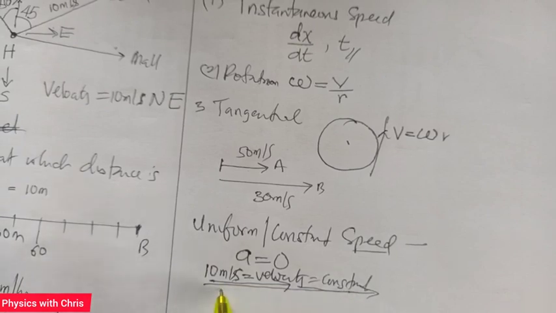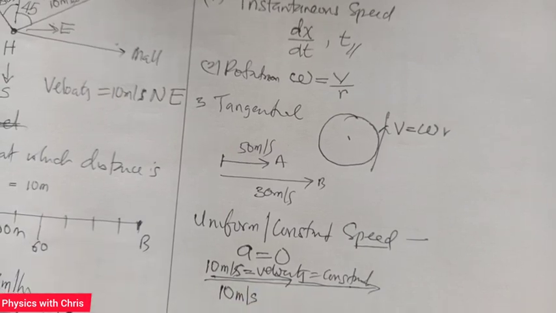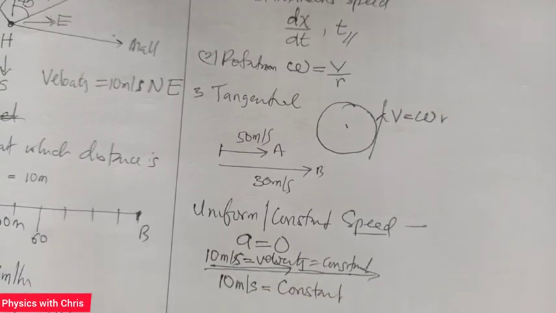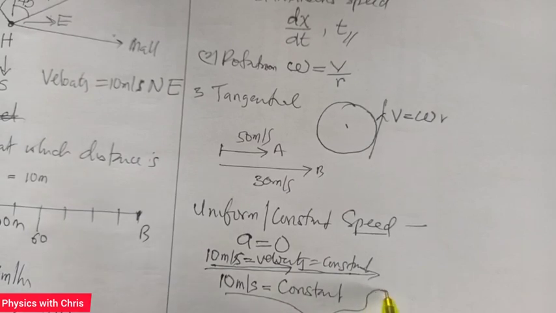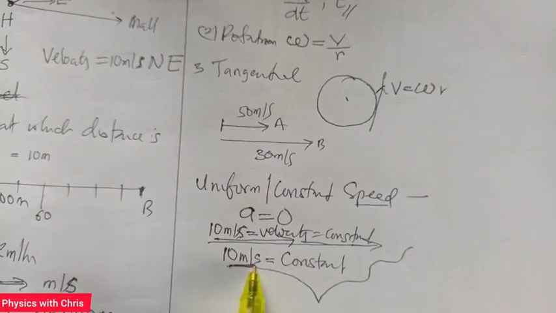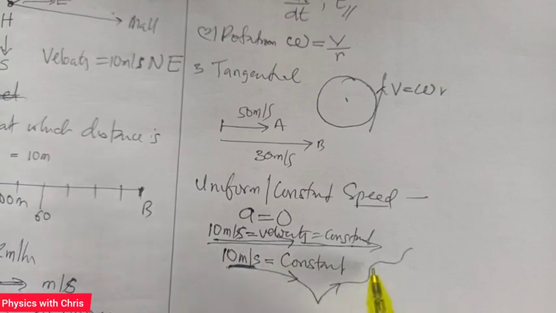But if this body moves at a speed of 10 meters per second, in terms of magnitude, this is constant, but the direction is changing. It keeps changing direction. Probably it's moving around a circle, changing direction as it moves. In this case, we say this body's velocity is not constant, though the magnitude, which is the speed, is constant. But as long as the direction is not constant, the velocity is not constant.